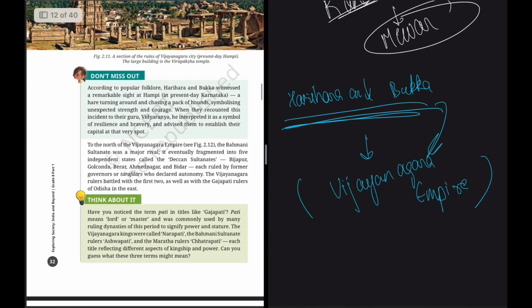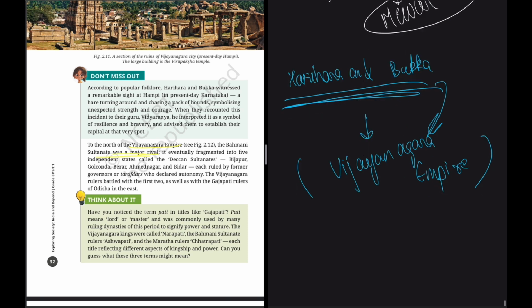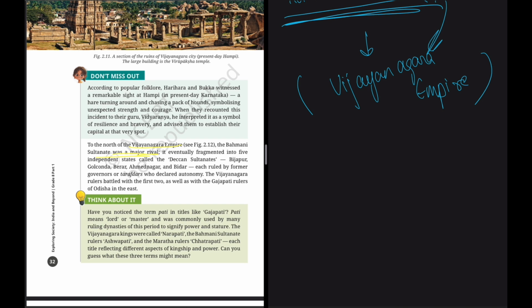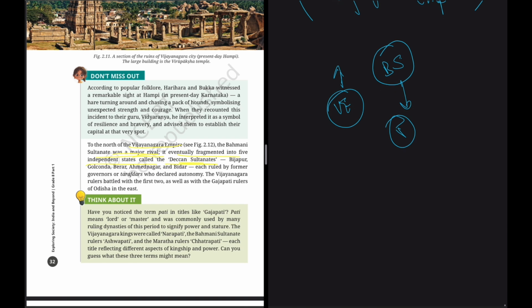So to the north of the Vijayanagara Empire, the Bahmani Sultanate was a major rival. We already studied about the Bahmani Sultanate, who used to be rivals for the original Delhi Sultanate. They were a regional sultanate. So the Bahmani Sultanate was a major rival, and it eventually fragmented into 5 independent states called the Deccan Sultanates. So the Bahmani Sultanate later became 5 parts, 5 independent states, which were called the Deccan Sultanates.